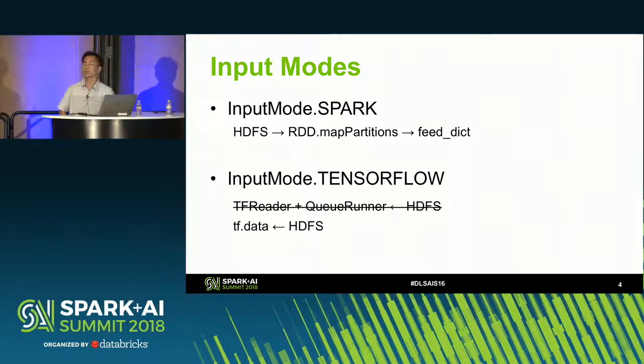So in this mode, your TensorFlow app is fully responsible for reading from HDFS. And last year when I did this, the recommended way was to use the TF reader and QRunner. And it was kind of a pain to use. Luckily, there is now a nice TF Data API from the TensorFlow team. And again, because our framework is pretty lightweight, that works right out of the box.